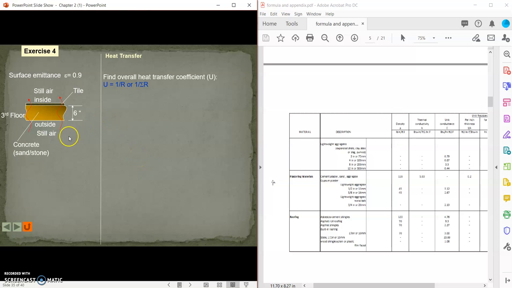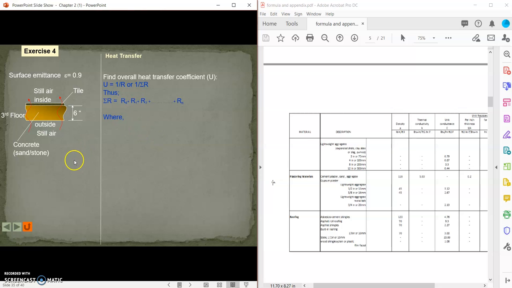So now the case study here for exercise 4 is either shielding or floor, because the direction of heat is here. So now there is one concrete or sandstone here, which is located at the floor, and then we have the steel air here, and then we have the tile here. The thickness of concrete is 6 inches here. So same formula, we want to find the U value. U is equal to 1 over R here.